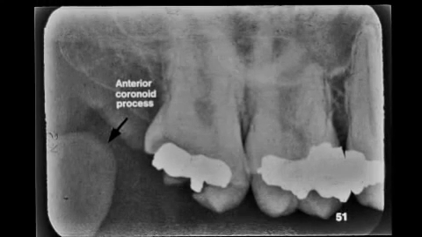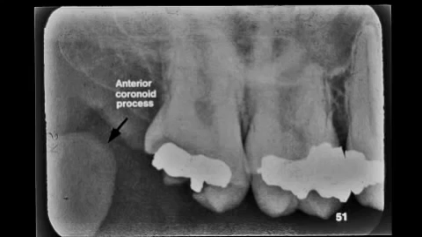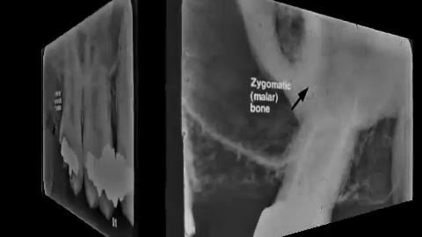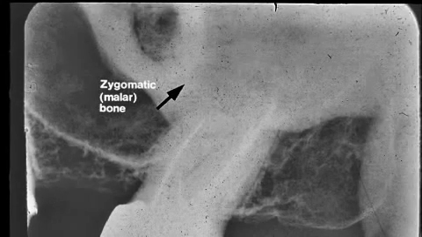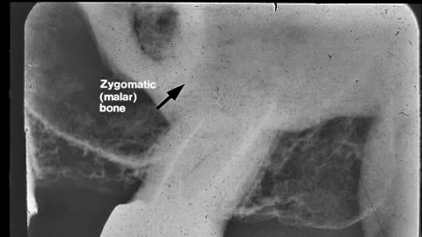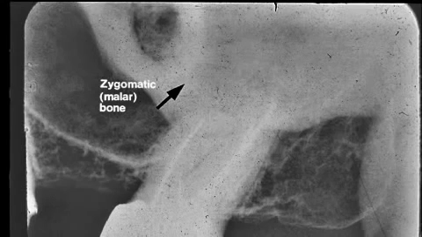This is the coronoid process. It is the one time that we see mandibular radiographic anatomy in a maxillary X-ray. It is radiopaque. The arrow points to the zygomatic or malar bone. It looks like a rectangle.